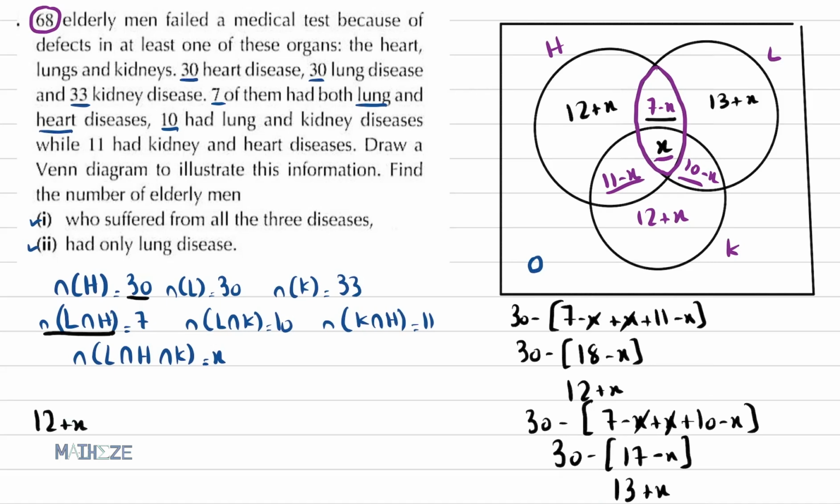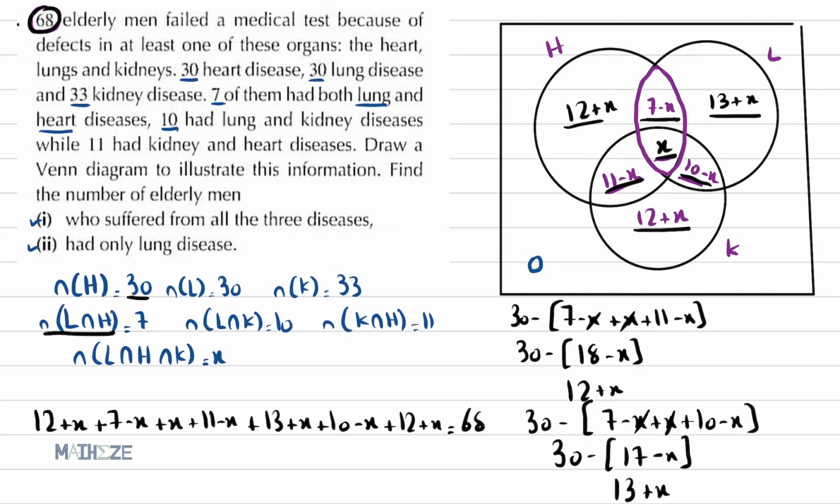So 12 plus x plus 7 minus x plus x plus 11 minus x. I added this. Then plus these two. So it's going to be 13 plus x plus 10 minus x, and this is equal to, you are told how many people were involved in the question? 68.